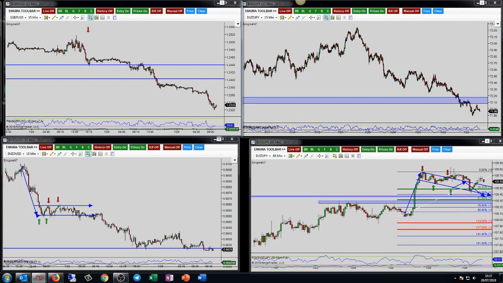Well done, by the way, for the Euro New Zealand, you guys that took it. Congratulations. The Euro Swissy is not looking too good, unfortunately. We had the breakout to the right side, and we just pulled back now, looking like we're going to be stopped out.